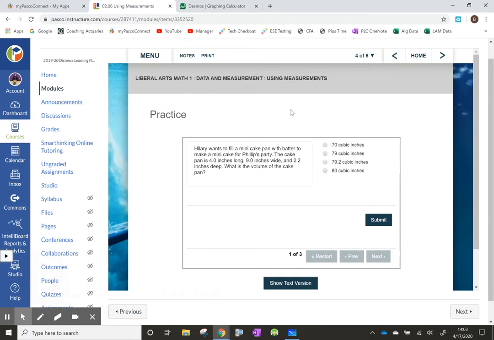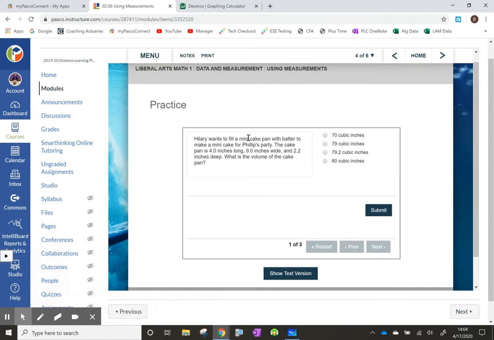Now let's get into some practice, right? Hillary wants to fill a mini cake pan with batter to make a mini cake for Phil's party. The cake pan is 4.0 inches long and 9.0 inches wide and 2.2 inches deep. What is the volume of the cake pan?